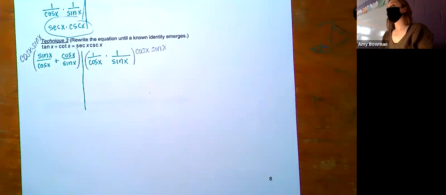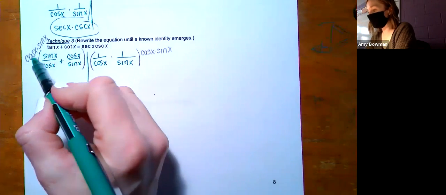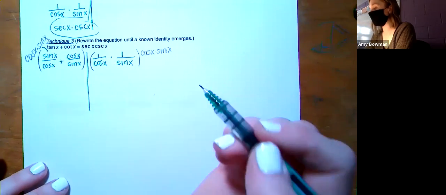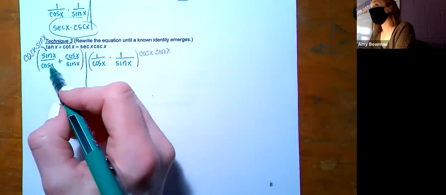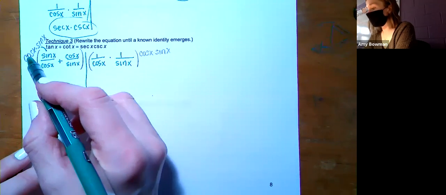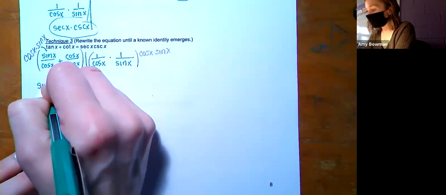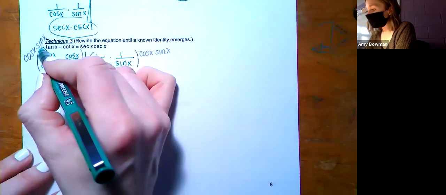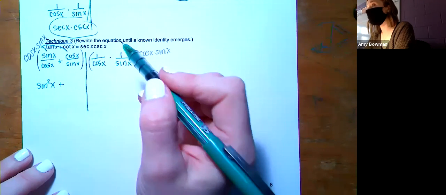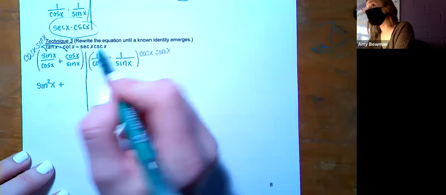Okay. Hang with me. When I take cosine x times sine of x and multiply it by my first fraction, what happens to my denominator? It's gone. What remains? Sine times sine, right? When I multiply it by the second fraction, what cancels? And what's left? Cosine times cosine.